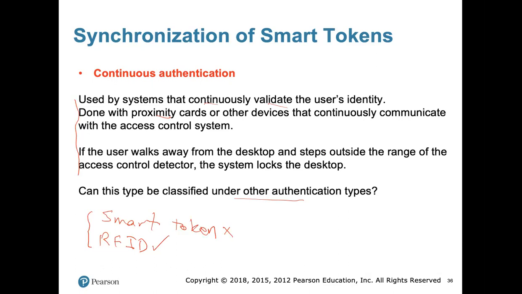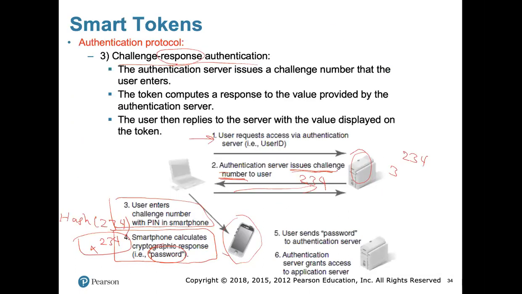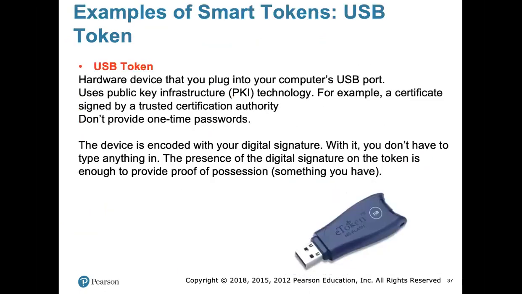So we are done with the types of tokens. We talked about passive tokens and smart tokens, and we talked about how smart tokens may take 3 different approaches for authentication: static password, password generation, and challenge response authentication. And now what I'm going to do is give you some real examples of smart tokens.